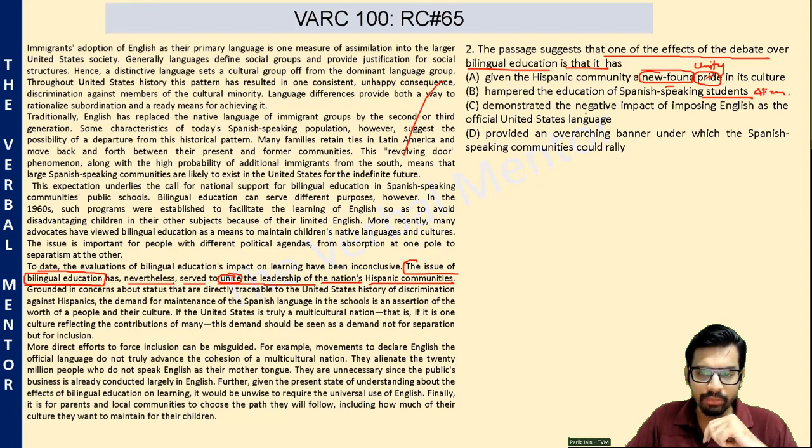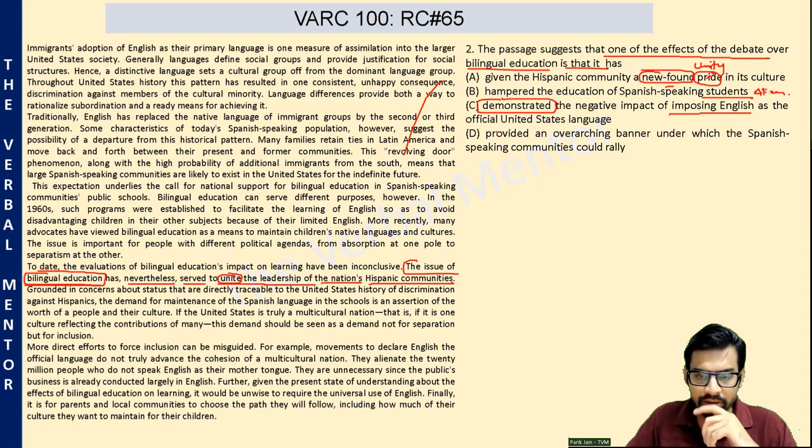One effect is that it has demonstrated the negative impact of imposing English as the official United States language. It has not demonstrated anything yet, because English has not been imposed yet as the official United States language. The author only argues that it should not be imposed. It simply means English has not yet been imposed.